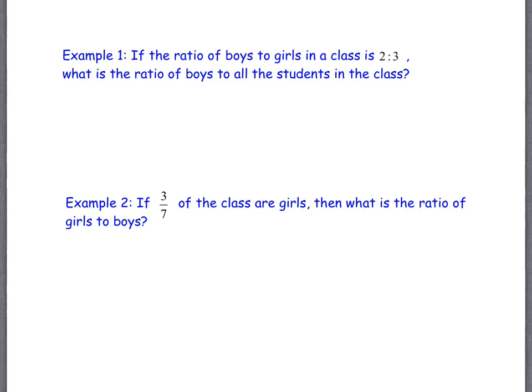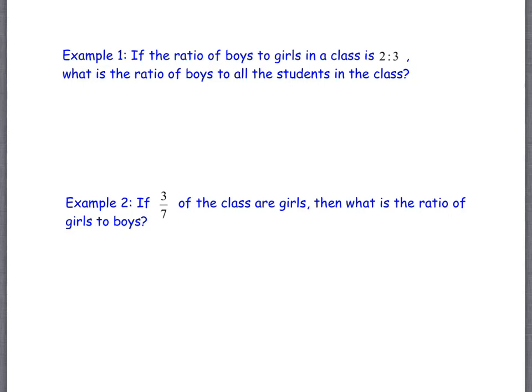All right, so here's an example. If the ratio of boys to girls in a class is 2 to 3, so that's boys to girls, what is the ratio of boys to the students in the class? Are you asking us if it's part to whole or part to part? No, but you do have to recognize which one it is in order to keep going in the problem.